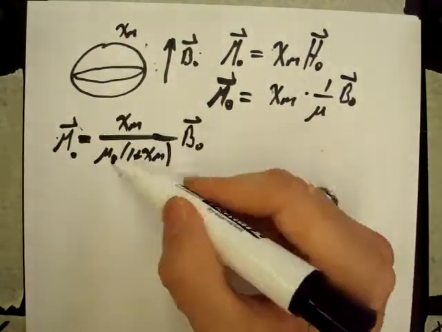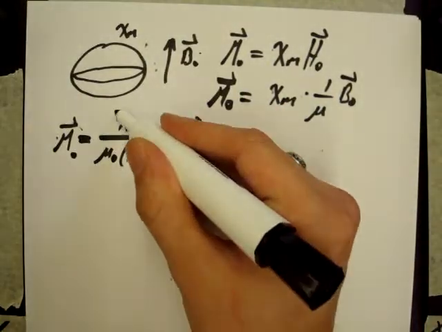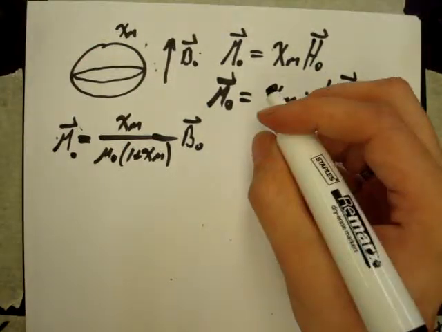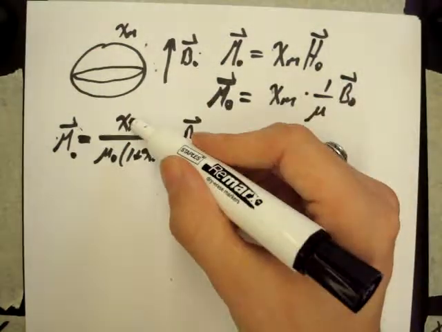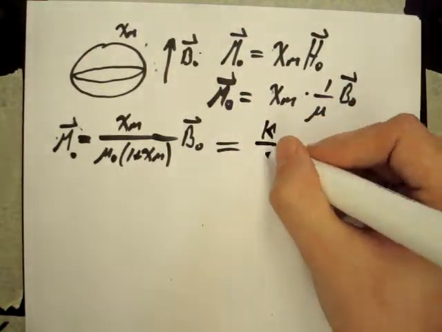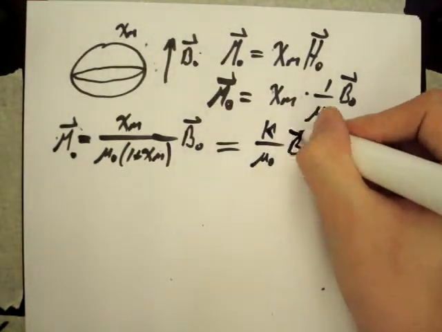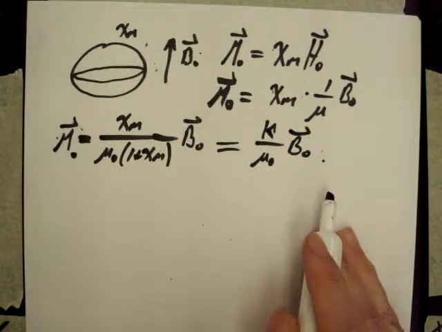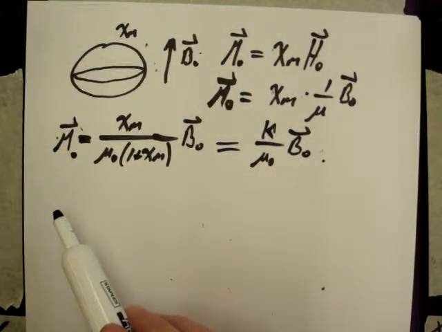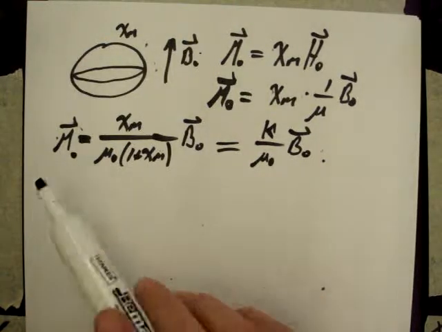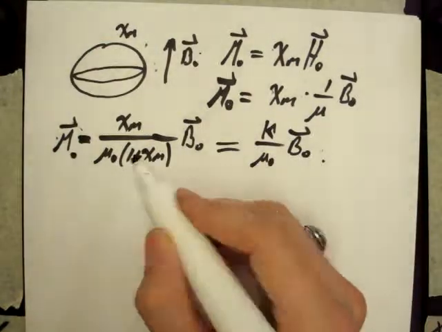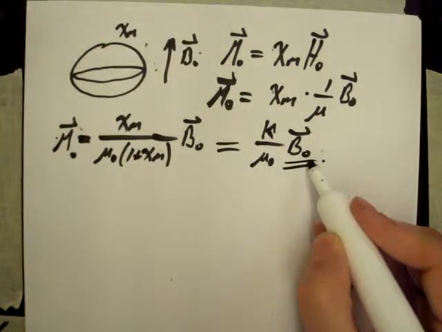For algebraic simplicity, I'm going to call this constant k. Usually the convention is to give constants a k. All right, so now we have the initial magnetization. Notice that the initial magnetization is uniform. It is directly proportional to the initial magnetic field.